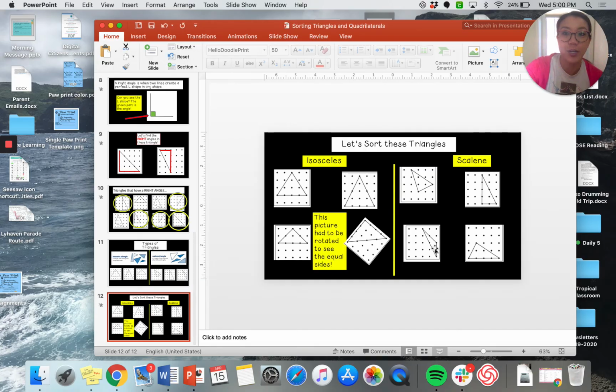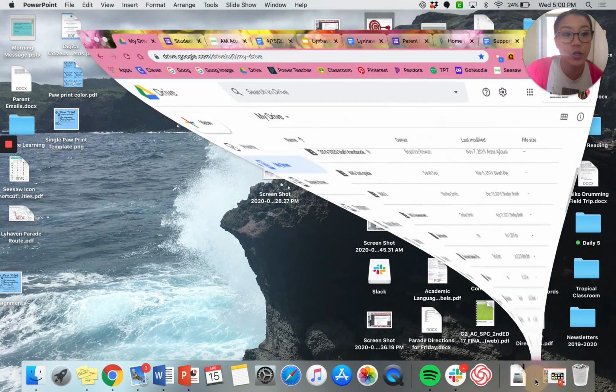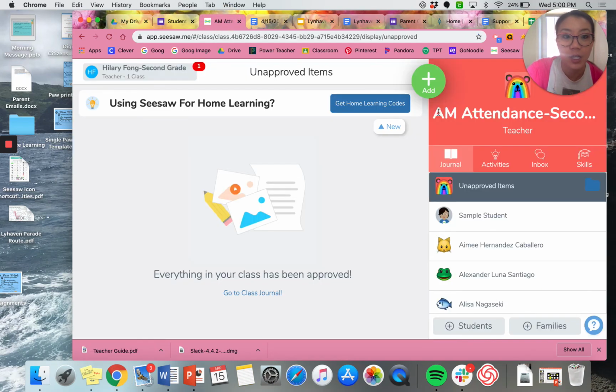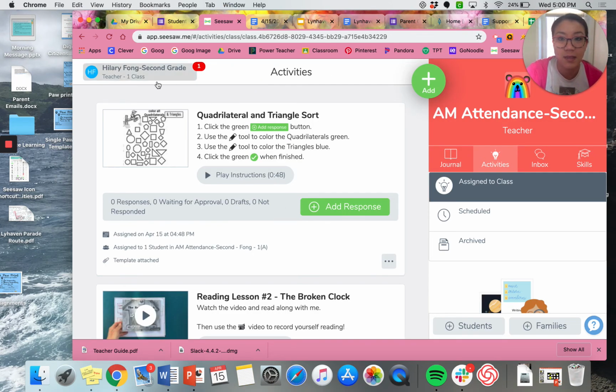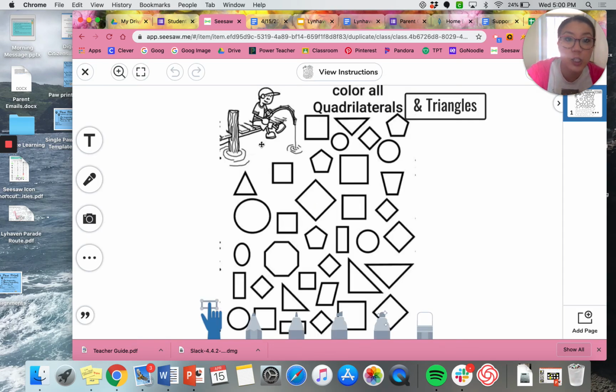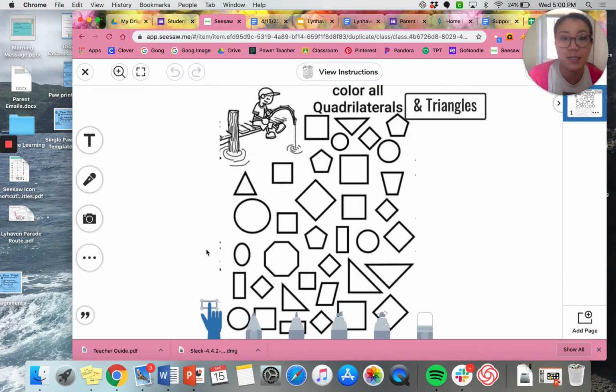All right, my friends, so now that we've learned about different triangles today, I'm going to show you your activity in Seesaw. So you're going to go to activities, and then you're going to do a quadrilateral and triangle sort, okay? So you're going to click response, add response. I'm a sample student. So here are the instructions. You're going to click the add response button like I just did. And then this is the worksheet that you are going to be using today, okay?